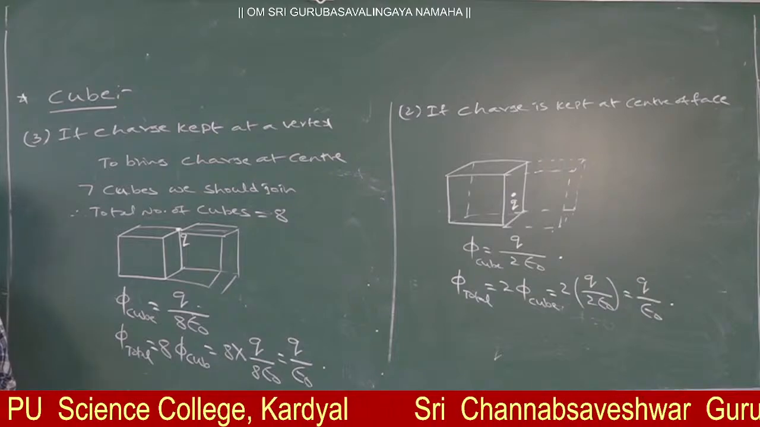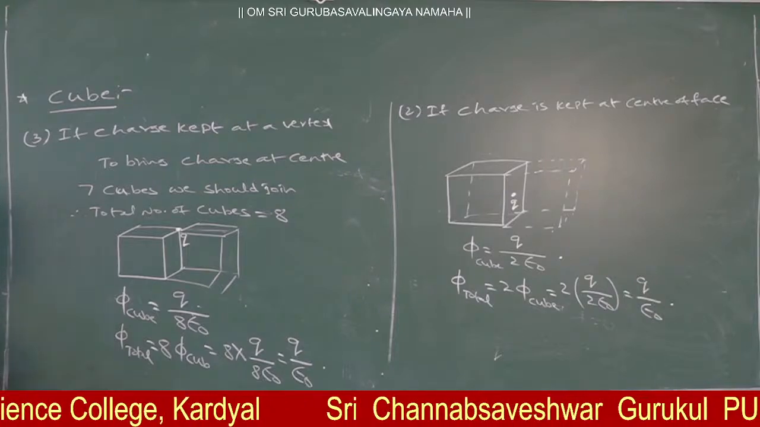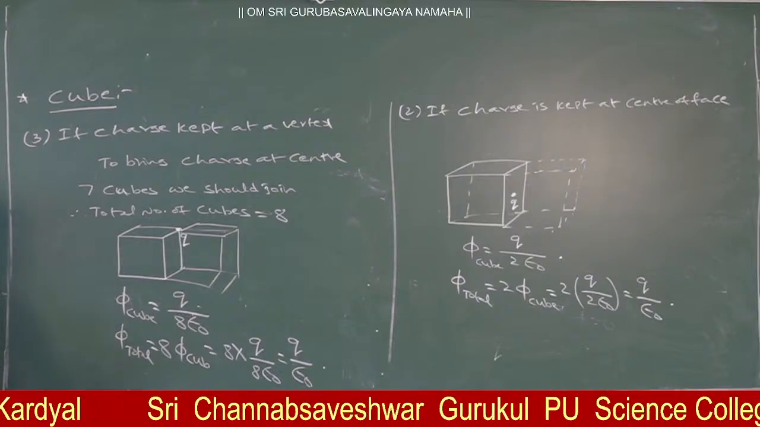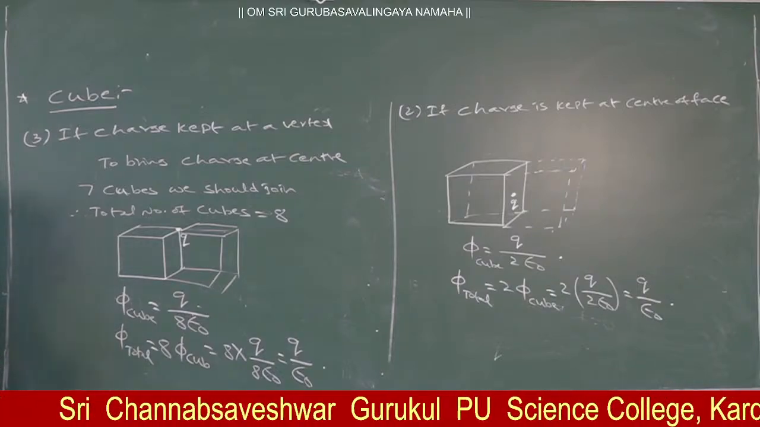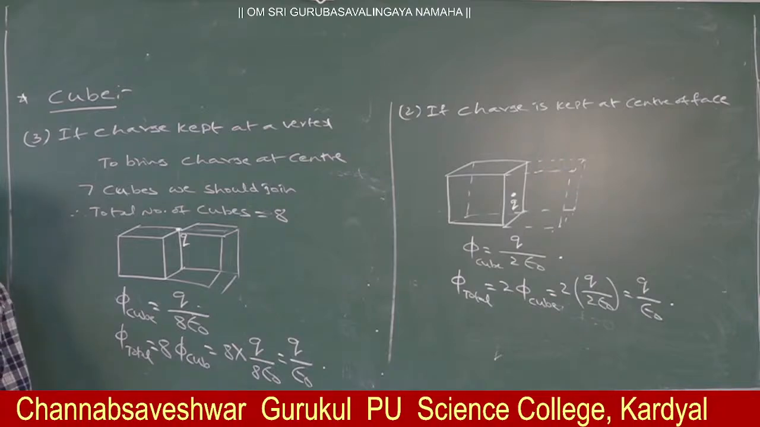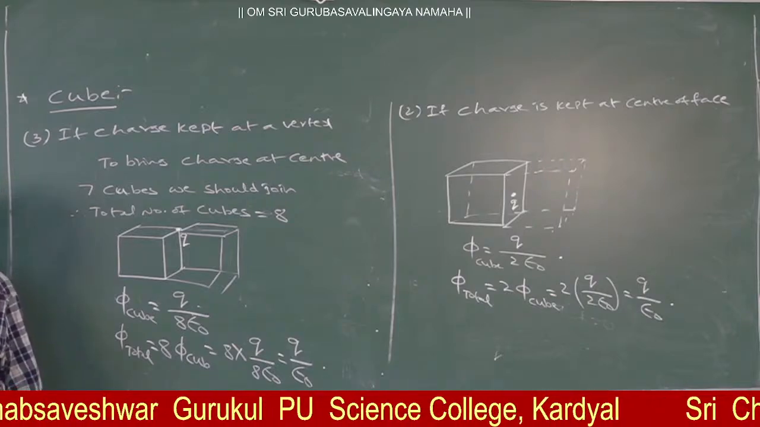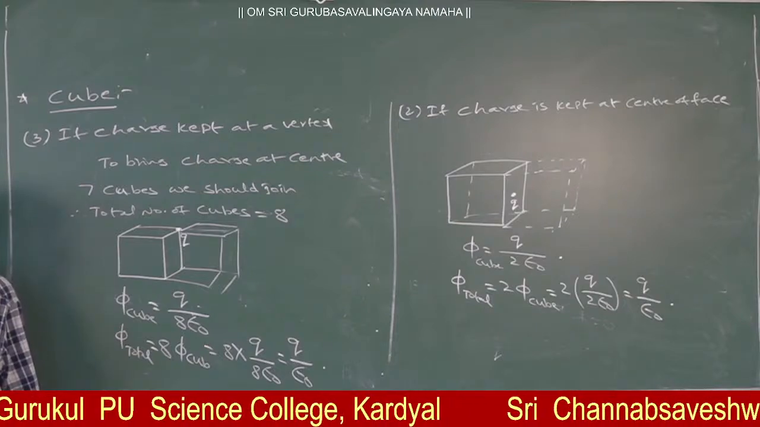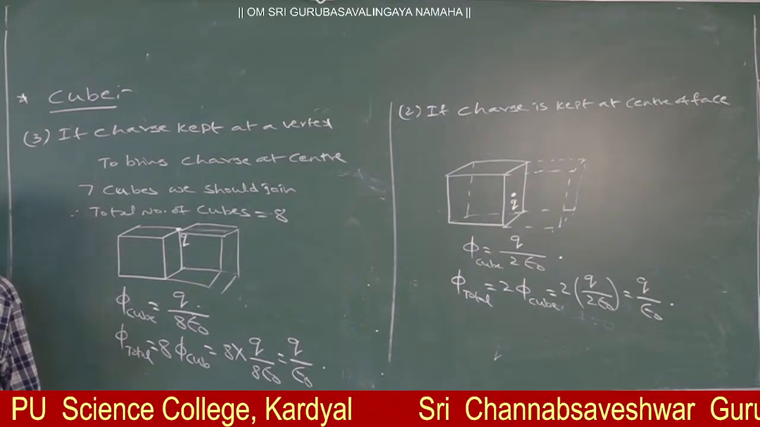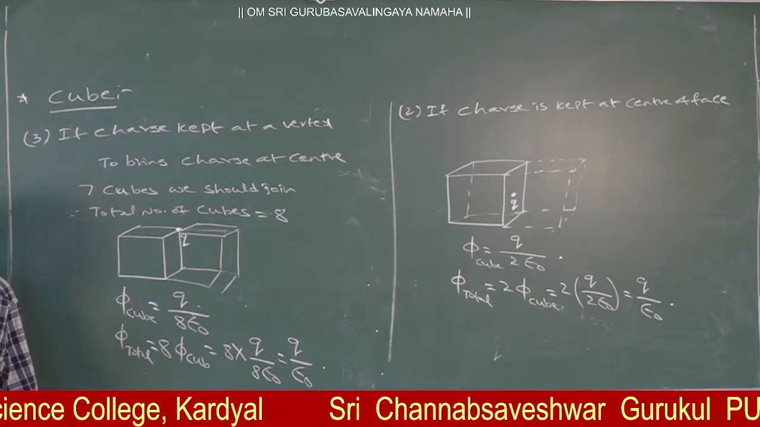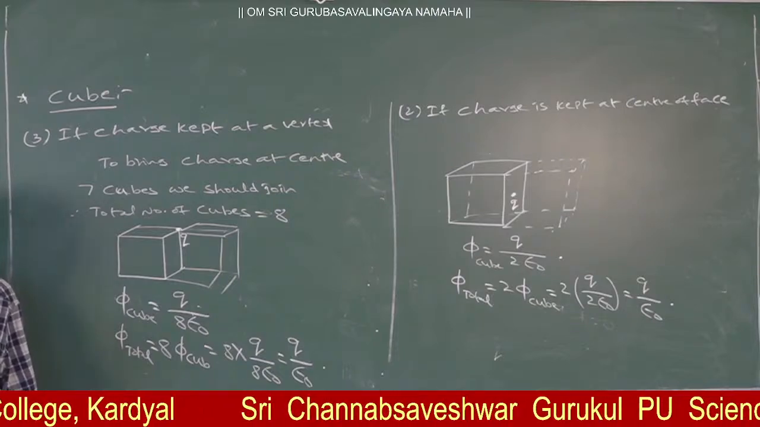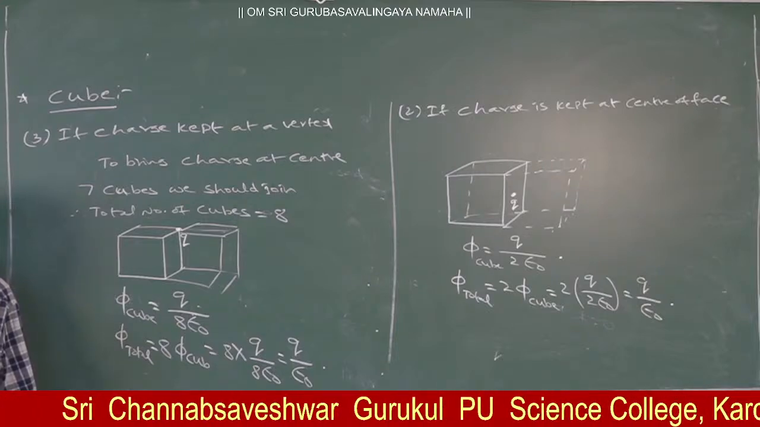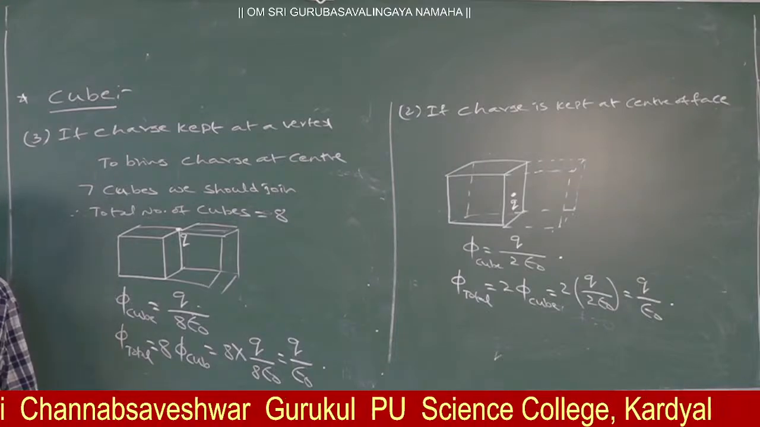Total flux. Here don't confuse between phi edge and the charge kept at the edge. If the charge is at center, what is the electric flux due to an edge? Q by 12 epsilon naught. But here the charge is at center of the edge. Now what is the flux due to each cube? Q by 4 epsilon naught. Difference understood?